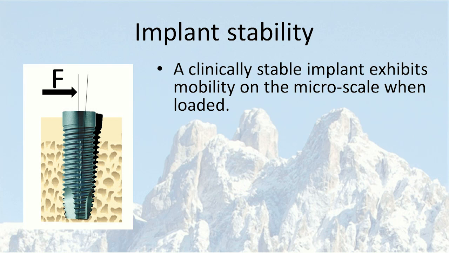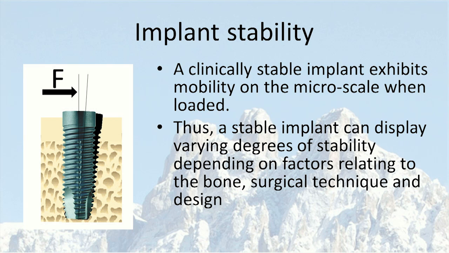So imagine that we are pushing an implant with a certain force in a lateral direction. This means that the implant will move in the bone. There will be a degree of displacement. And when this load is taken off, the implant will go back to its original position. And this is different in different bone densities, for instance. So it means that a clinically stable implant actually exhibits mobility on the microscale when we do this kind of loading. So it means that a stable implant can actually display varying degrees of microstability depending on factors relating to the bone, surgical technique, and also the design of the implant.